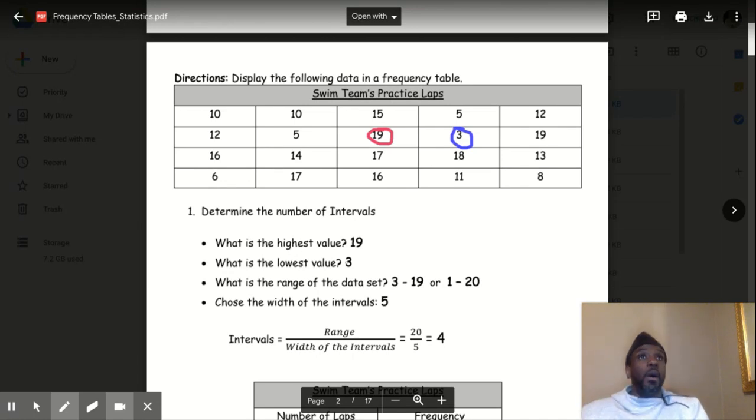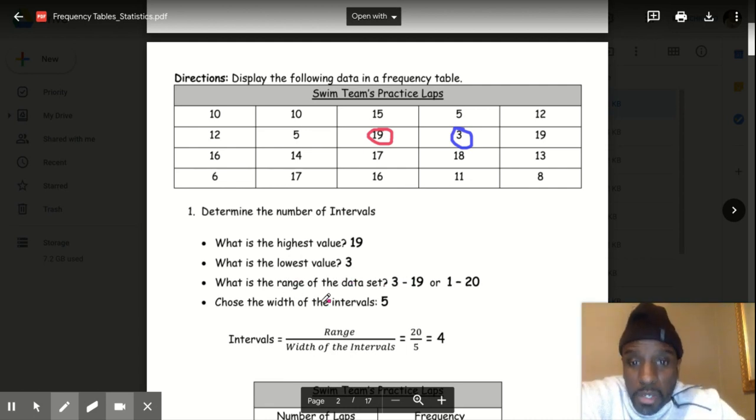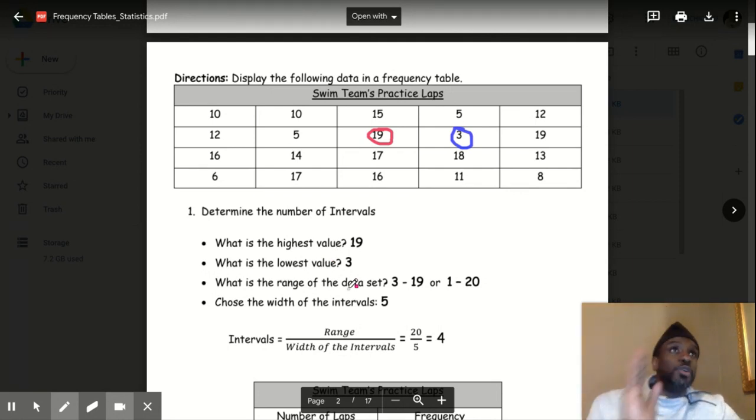Even though I don't have any kids that did 1 lap or 2 laps. Or I can say I'm going to cover 1 to 100. But why would I say I'm going to cover 1 to 100 when the highest number of laps I have is 19? So you can say, I'm going to cover 1 to 25. I'm going to cover 1 to 20. You could say you're going to cover 1 to 30, even though you stop at 19. So here we go. What is the range of the data set? My highest value is 19. My lowest value is 3. My range goes from 3 to 19, but I prefer to say 1 to 20.